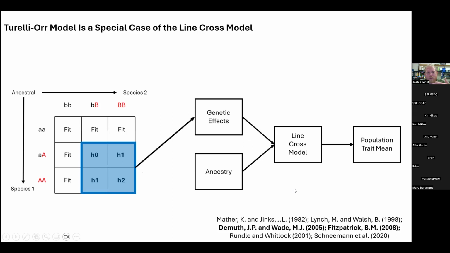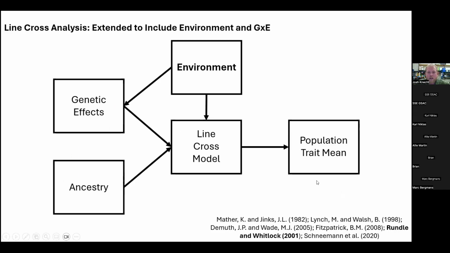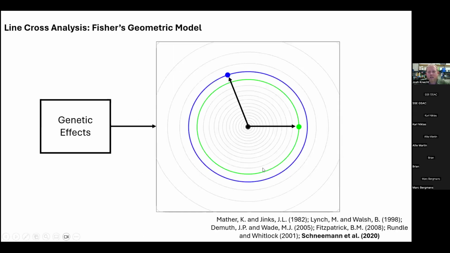Demuth and Wade tried to reconcile this with the Turelli and Orr model, and then Fitzpatrick was able to show that the Turelli and Orr model is a special case of the line cross model. Rundle and Whitlock have added environmental and genotype by environmental effects. So if we want to study how hybrids act in divergent environments, we can do that with this. And then there's been a lot of interest in modeling hybrid incompatibilities using Fisher's geometric model. And Schneemann et al. was able to reparameterize this line cross model in terms of the genetic effects having geometric interpretations. So it's just a really cool model.